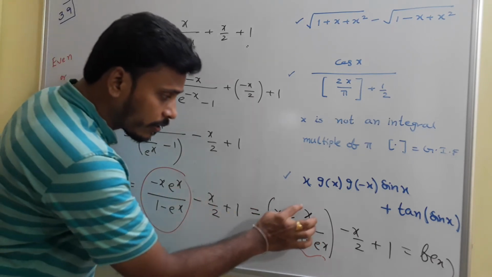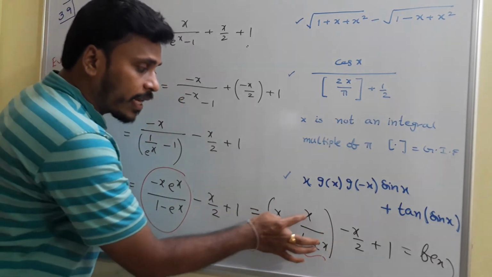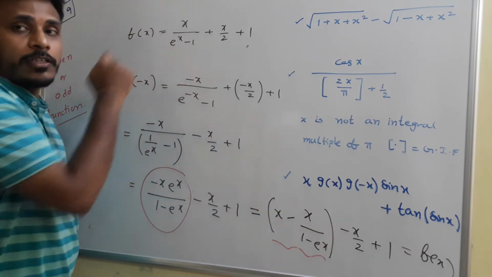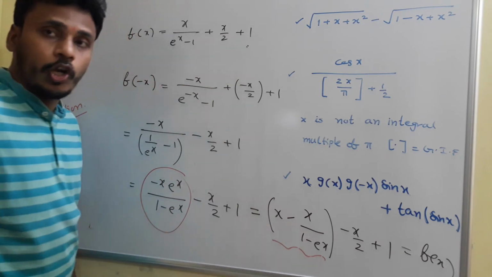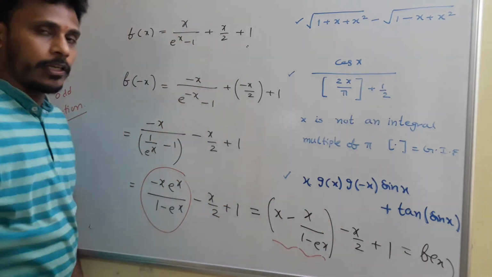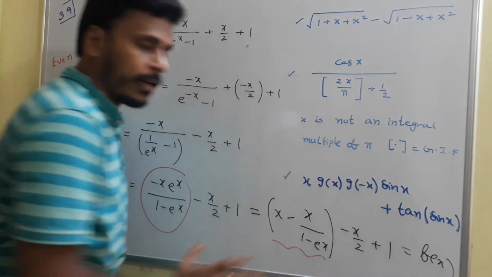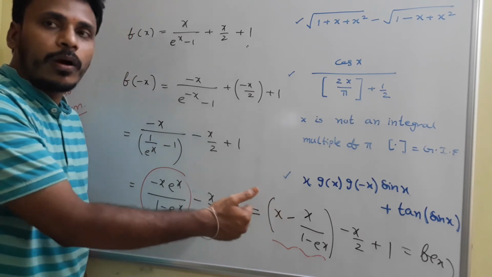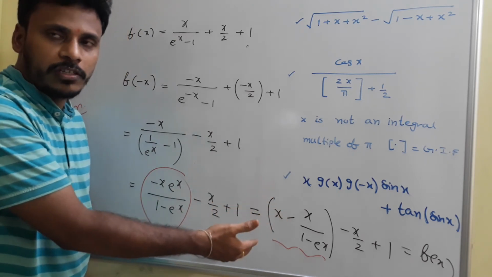And in this particular term, minus x by 1 minus e power x is simply nothing but x by e power x minus 1, by sending this minus to the denominator. And this x, that minus x by 2 will become plus x by 2. Plus 1 already it is there. So it becomes f of x. I need to write one or two steps here, okay? You just do the simplification.